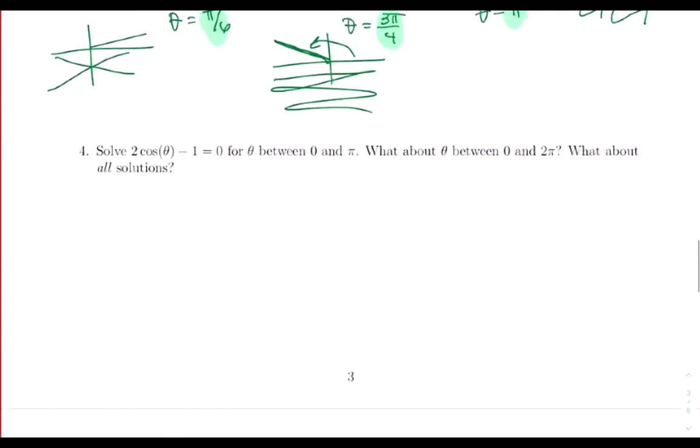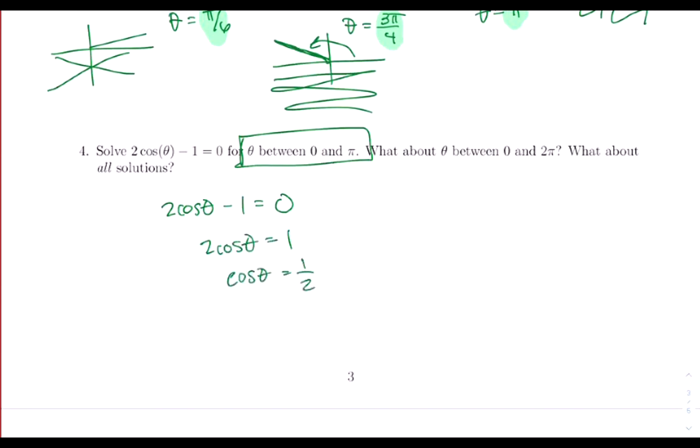So, here, let's walk through this one. We have 2 cosine theta minus 1 equals 0. We're going to solve for theta between 0 and pi. This is a preview of what is to come. So 2 cosine theta equals 1. Cosine theta equals a half. So theta, where is cosine 1/2? We're not using the bottom half. Cosine is a half right here at pi over 3.